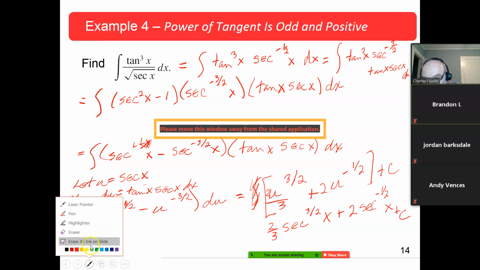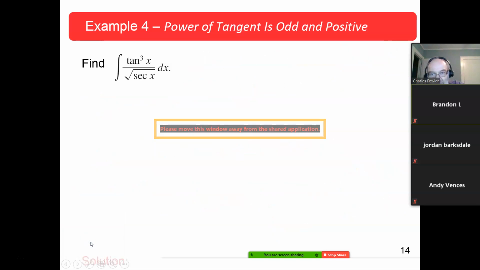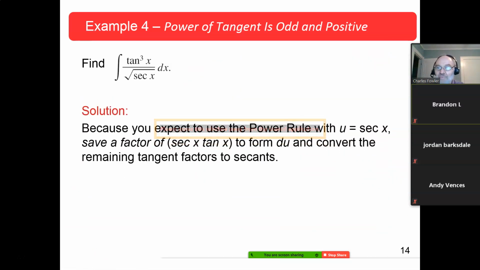So let's clear my scratch out of the way, and let's see what they do. Because you expect to use the power rule with u equals secant x, now, to me, that's jumping the gun. They're saying, we know what the answer is, here's what we're going to do. Save a factor of secant x tangent x to form your du, and convert the remaining tangent factors to secants. That's what we did. It just seems like they're looking in the crystal ball a little too clearly, knowing what they're planning to do.